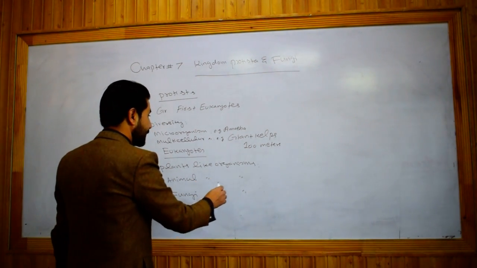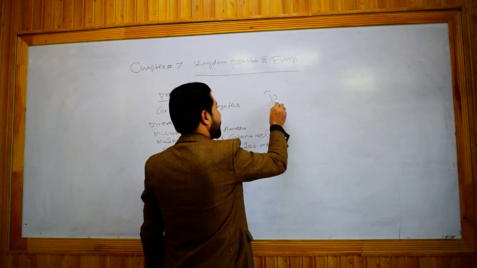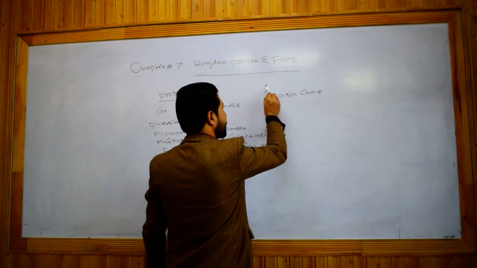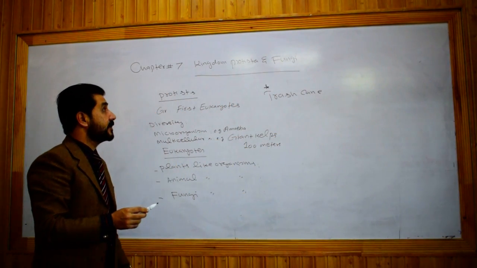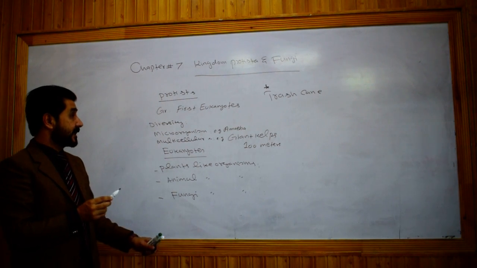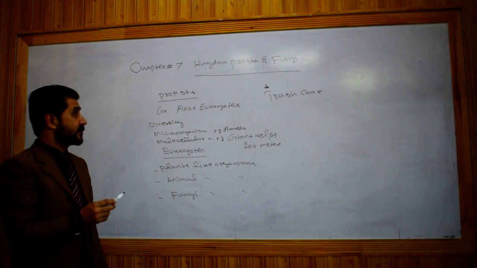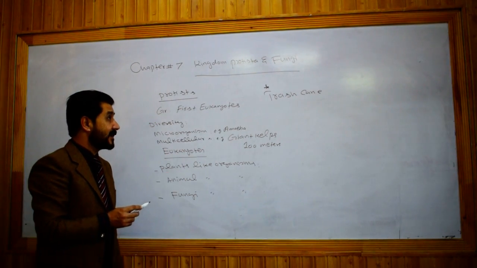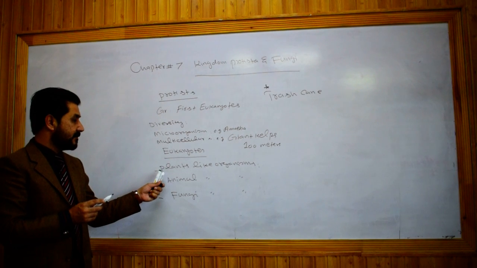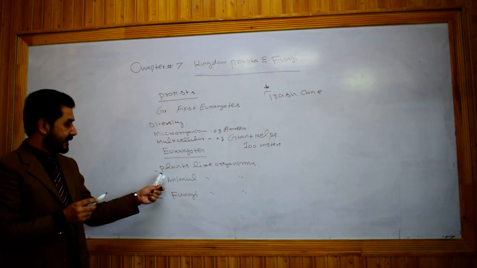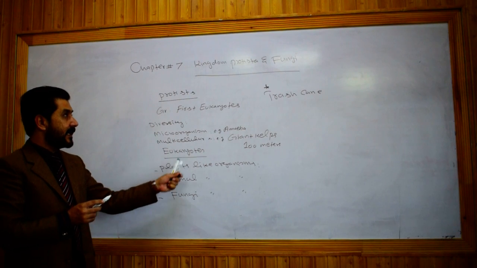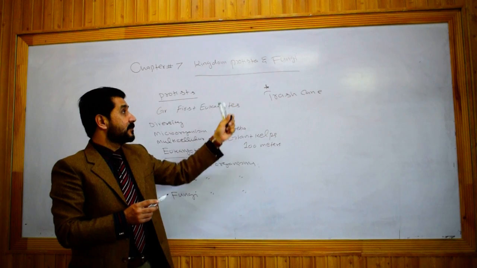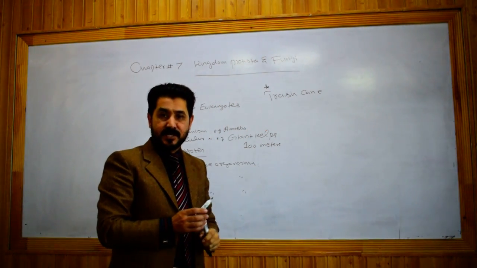So for this reason, the word trash can is used for the members of Kingdom Protista. Why is the word trash can used? Because this kingdom includes all those organisms which are excluded from the rest of the kingdoms, that is Kingdom Plantae, Kingdom Animalia, Kingdom Fungi, and they are placed in Kingdom Protista. So that is why Kingdom Protista is treated as a trash can.